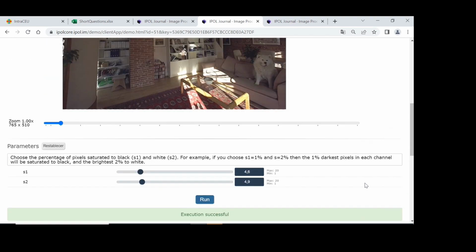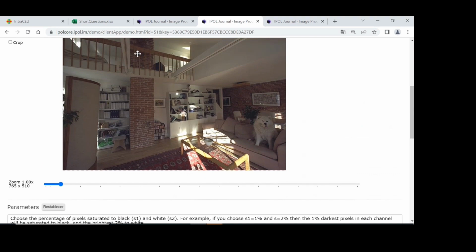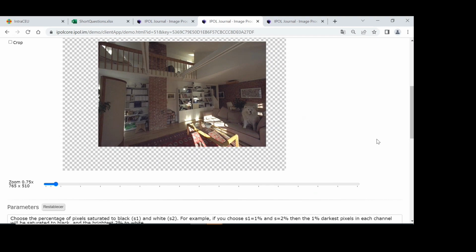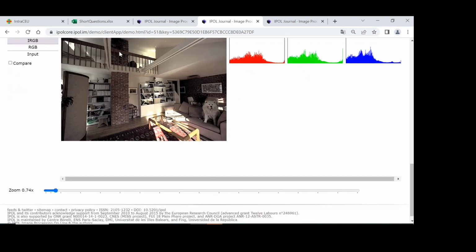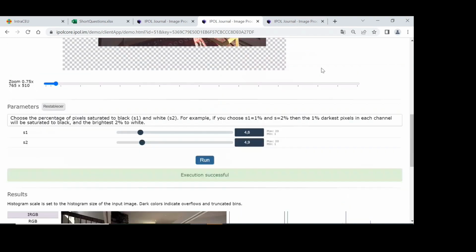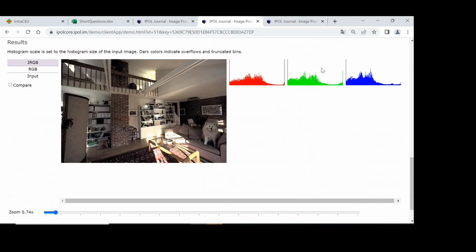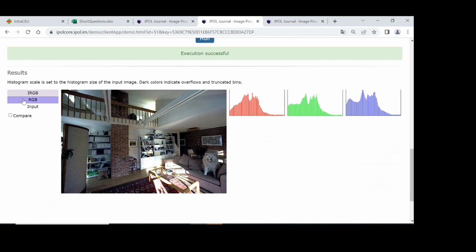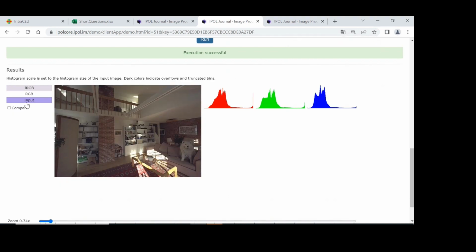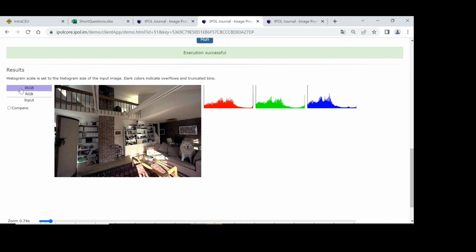And we can see the result. Now we can see much better. So for instance here, you see, we have much more contrast in this area. And you have these transformed histograms compared to the input histograms. So this is one of them. This is another one. Which one for you looks more natural, the IRGB or the RGB? This one, for me, looks more natural. Better lighting.